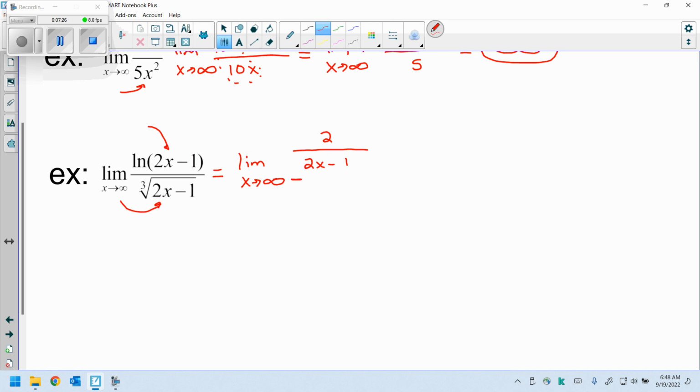Divided by derivative of the bottom, and I will think of this as 2x minus 1 to the 1/3 power. I think I'm going to get 1/3 times 2x minus 1 to the negative 2/3. And then I'd have to multiply by the derivative of what's inside, which is 2. Well, I guess I can multiply this 2 by this 1 and call this a 2.